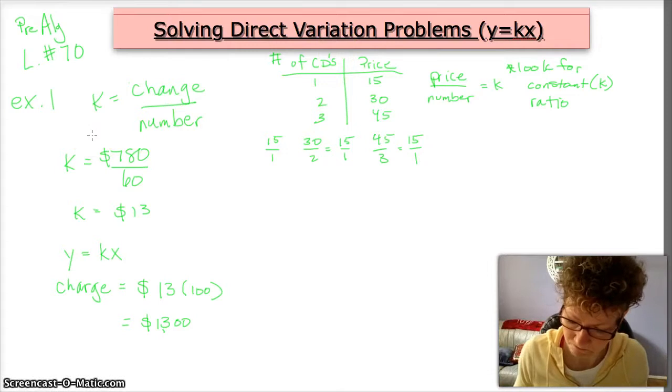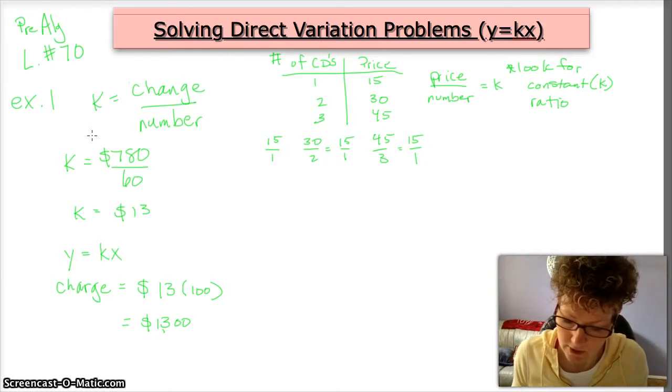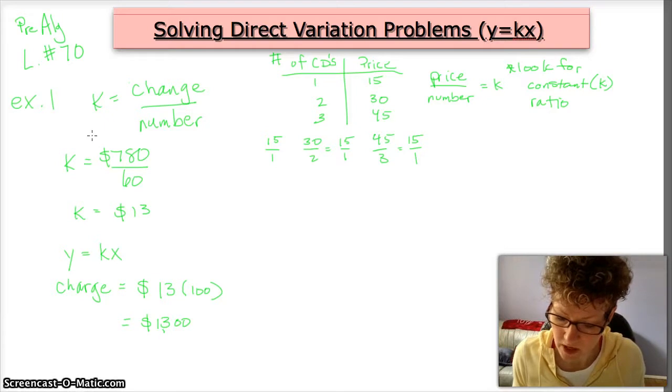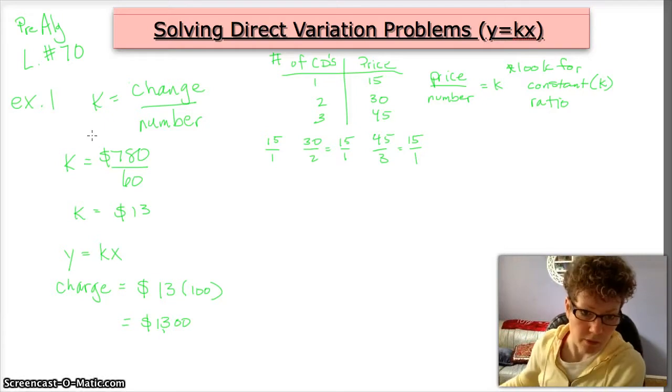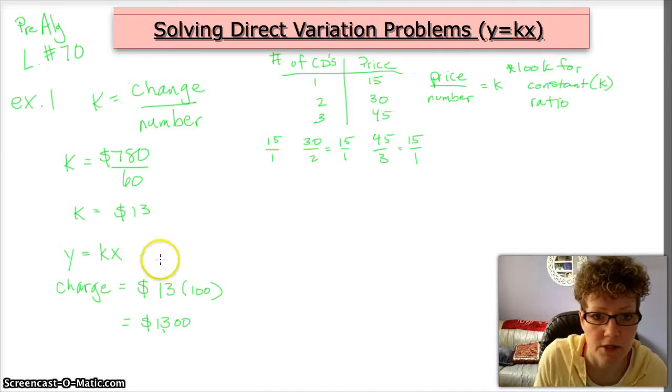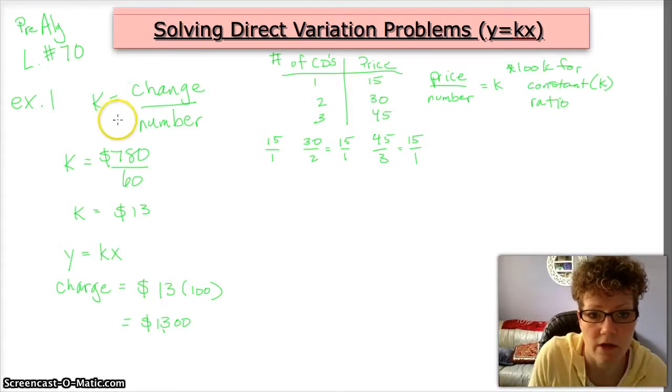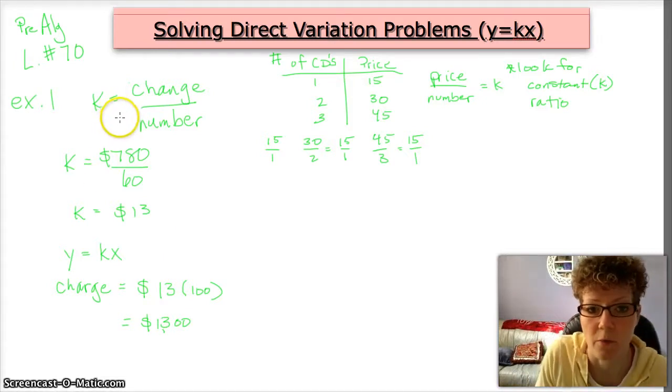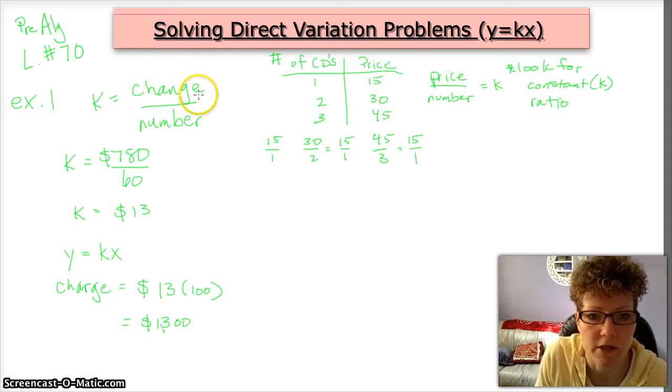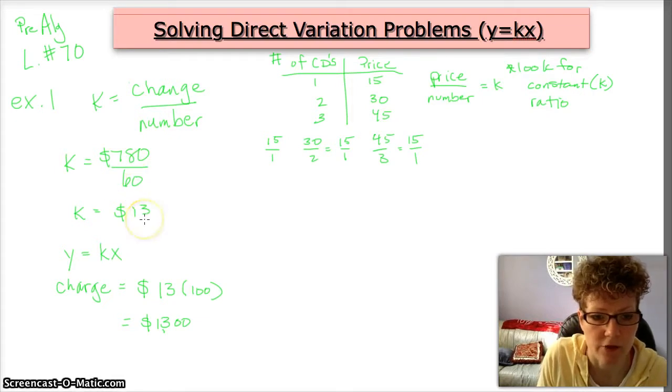It says that the amount Ellen charges for banquet food varies directly as the number of people that attend. If Ellen charges $780 for 60 people, how much does she charge for 100 people? So what we have to find is that constant ratio, and then we can figure out what it is for more people. So the constant is going to be the charge over the number of people. So it's $780 over 60 people, and when we do the math we get $13.